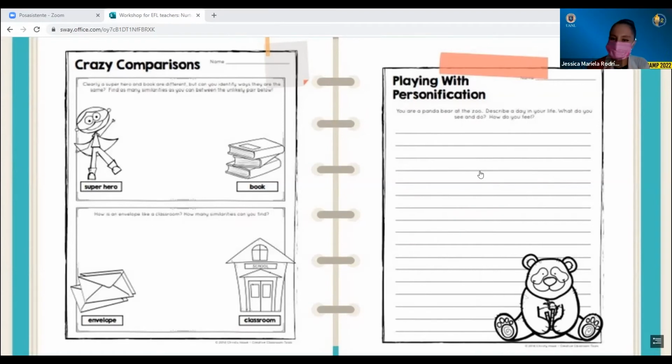If you don't like to do this worksheet, you have another choice. Playing with personification is another activity for developing creativity in a flexible way. Here we have a panda. We have to pretend that we are a panda bear that lives at the zoo, and describe a day in our life as a panda. What do you see? What do you do? What do you eat? How do you feel? What do you expect? Okay, so I'm going to give you again 5 minutes. Think of one of the 2 worksheets, and in 5 minutes, I'm going to pick some people to share, okay?